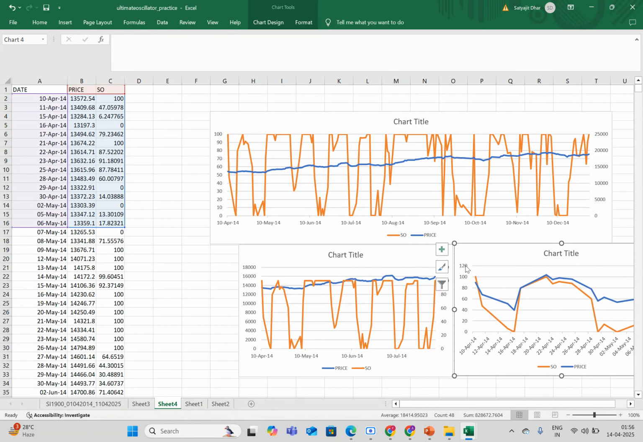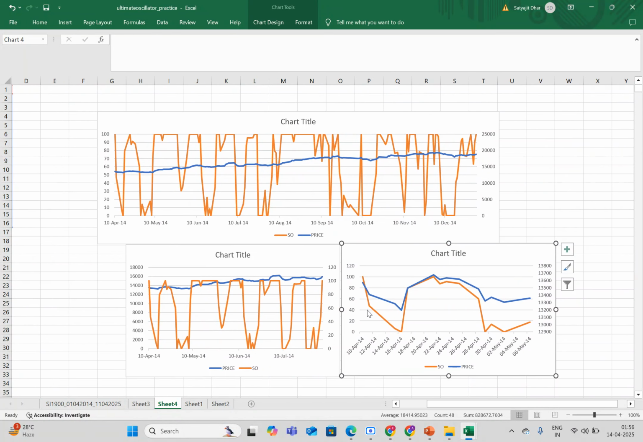So SO and price, as you can see, the stochastic oscillator is actually explaining it very well to us. And you can see when the stochastic oscillator is very high, after that the prices are actually falling. Okay, so that is why I said that when the stochastic oscillator is touching 100%, then it is a point where we should be selling off our assets.